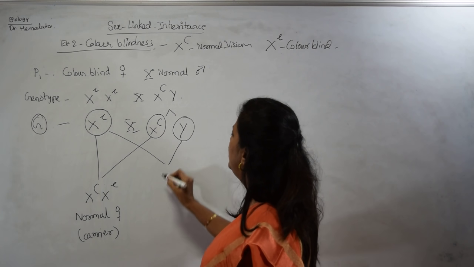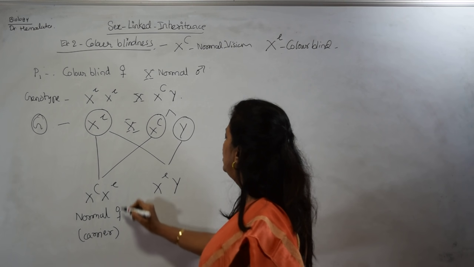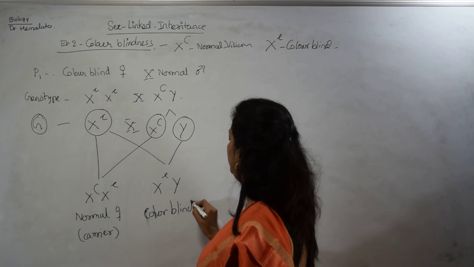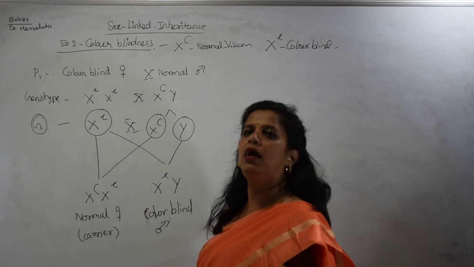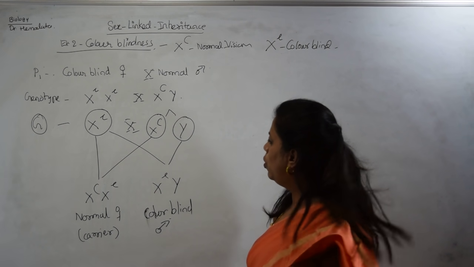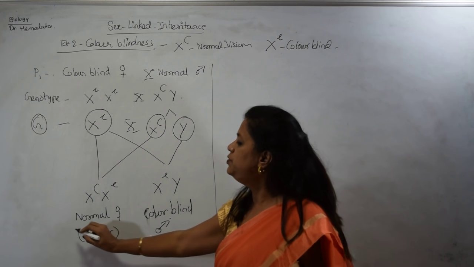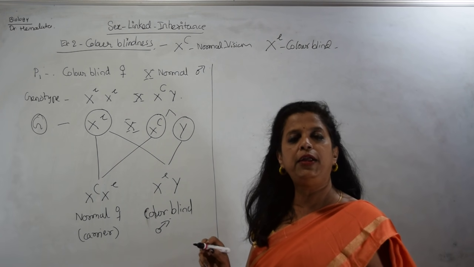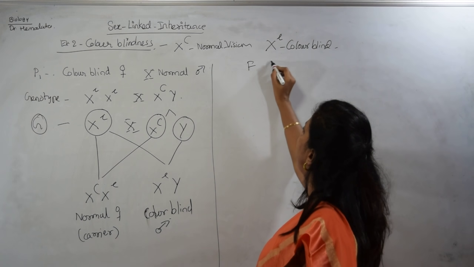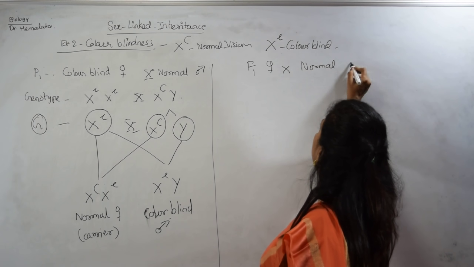Now how about the male, X small c and Y? This will be the color blind male. Why? Because he got the color blind gene from his mother. Right? This is the major problem happening. Although his father is normal, and the mother has color blindness. Now, if this female who looks normal gets married to a normal visioned male, what happens? So F1 females getting married to a normal visioned male, what happens?